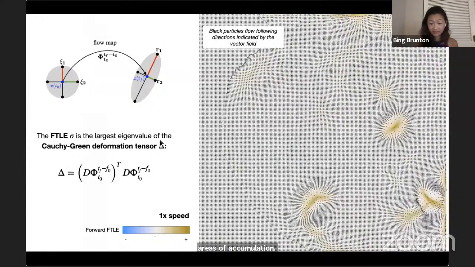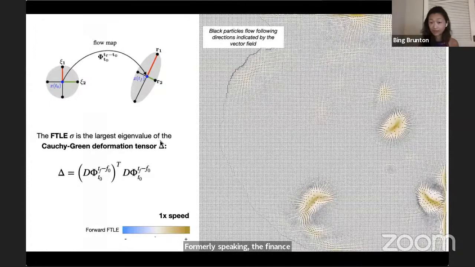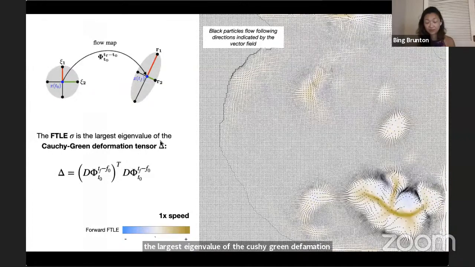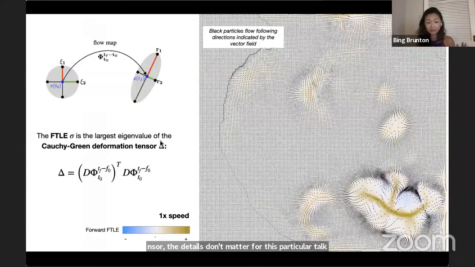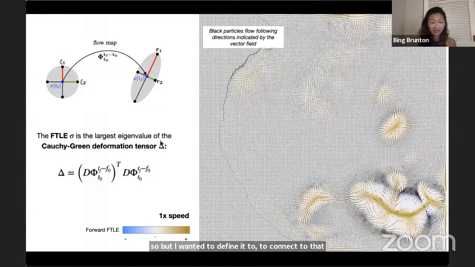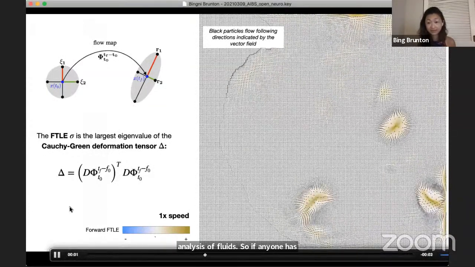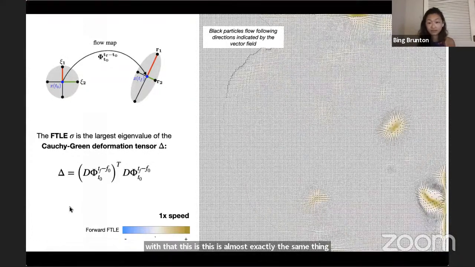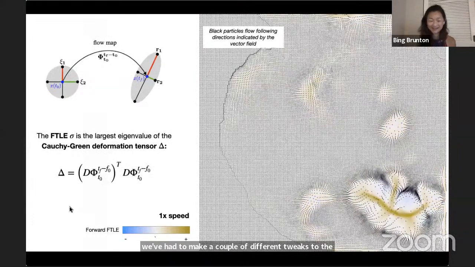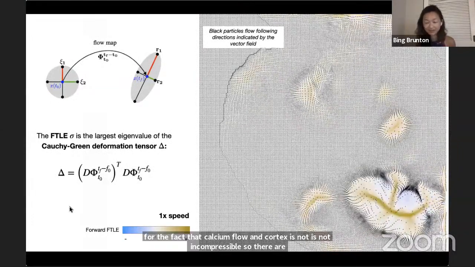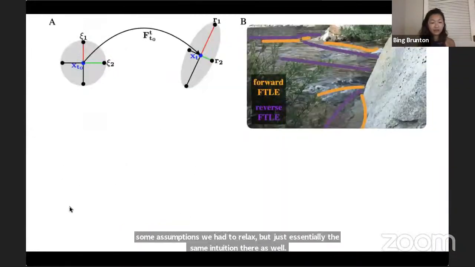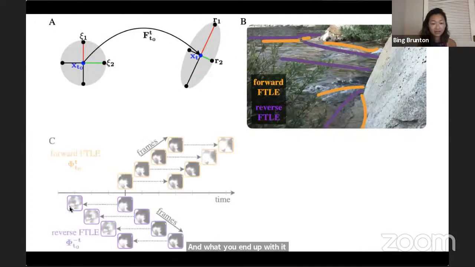Formally speaking, the finite time Lyapunov exponent is the largest eigenvalue of the Cauchy-Green deformation tensor. The details don't matter for this particular talk, but I wanted to define it to connect to that very extensive literature in the analysis of fluids. If anyone has any experience with that, this is almost exactly the same thing. We've had to make a couple of tweaks to the algorithm because calcium flow in cortex is not incompressible, so there are some assumptions we had to relax, but it's essentially the same intuition as well. And what you end up with is two maps.